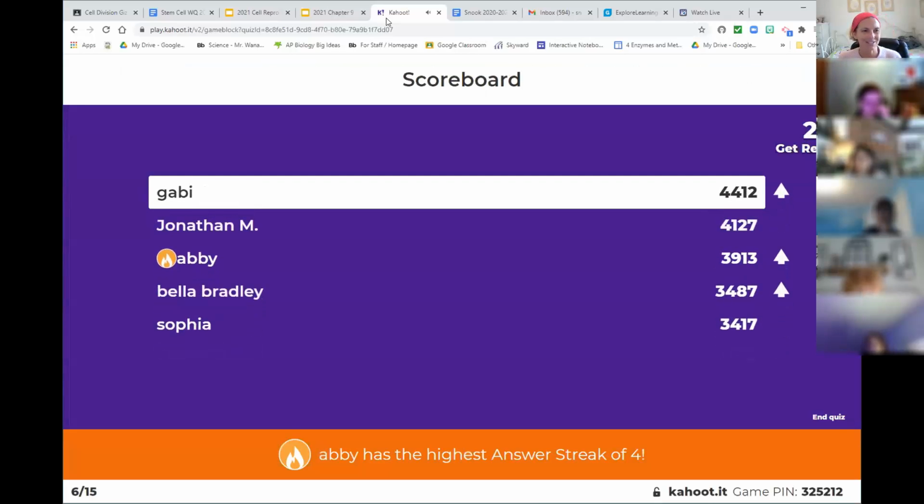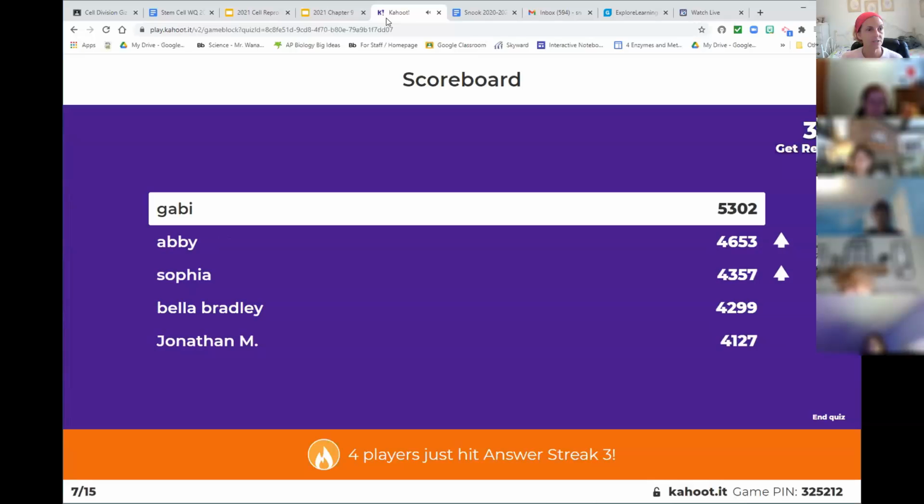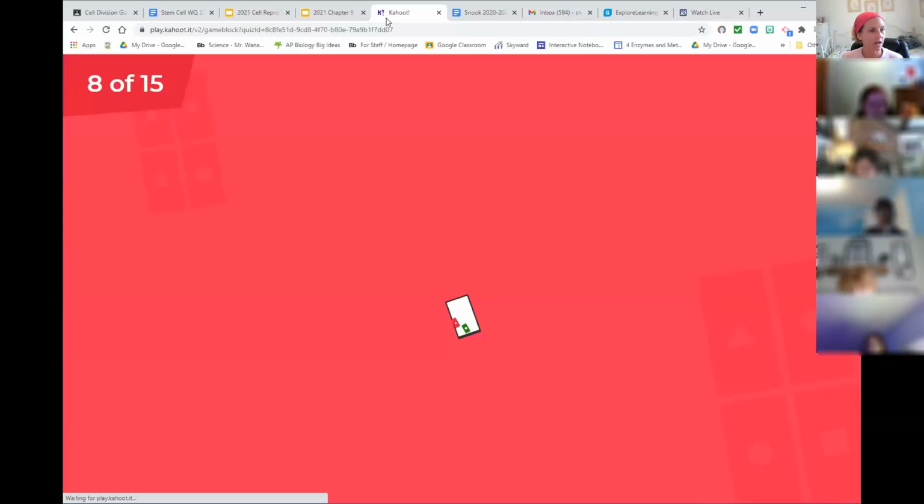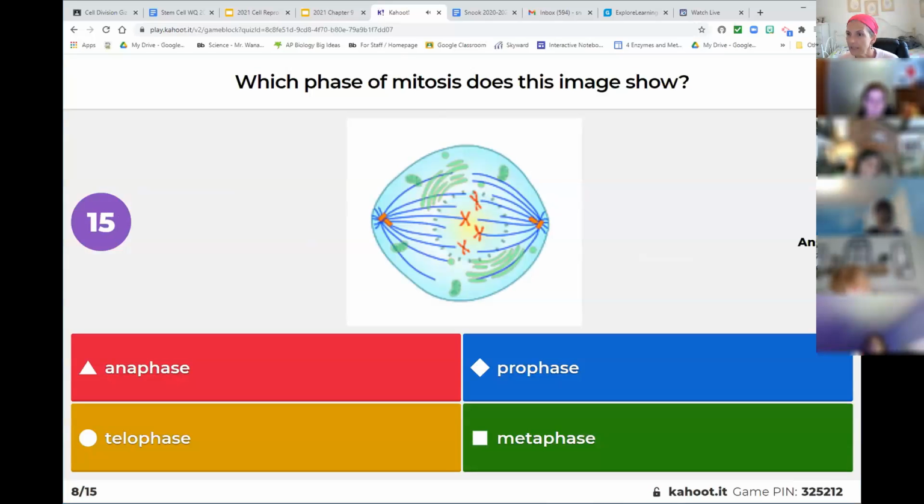Abby's on a streak. Gabby takes the lead. Nuclear envelope reforms. It went away at the beginning. It comes back at the end. When does it come back? It comes back during telophase. Bella's holding strong at the top 5. Somebody new is coming into play.